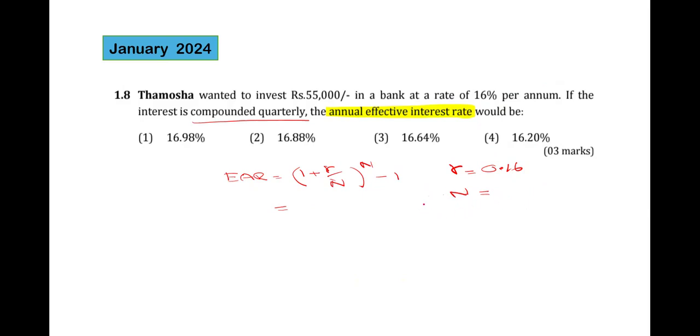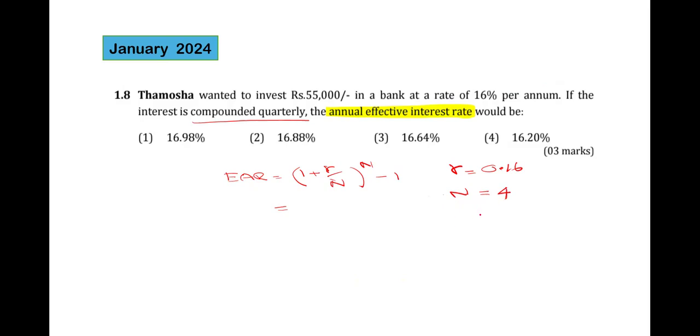That means compounded quarterly means interest is added every 3 months. Then how many times is it added in a year? It is 4 times. Every 3 months means 12 divided by 3 is 4, and each year has 4 quarters. That means interest is added 4 times in a year.